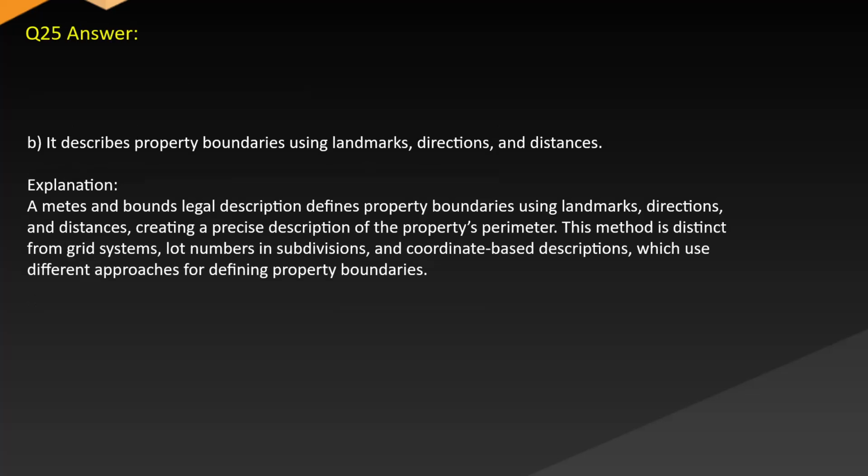Answer: B. It describes property boundaries using landmarks, directions, and distances. Explanation: a metes and bounds legal description defines property boundaries using landmarks, directions, and distances, creating a precise description of the property's perimeter. This method is distinct from grid systems, lot numbers in subdivisions, and coordinate-based descriptions, which use different approaches for defining property boundaries.